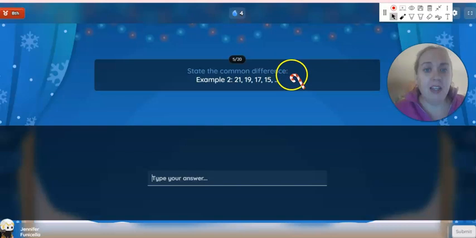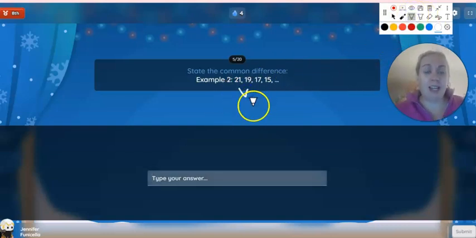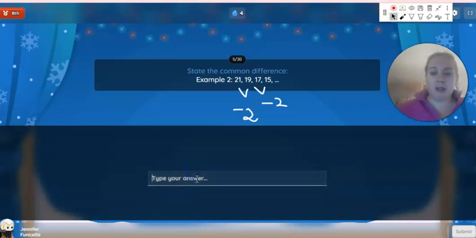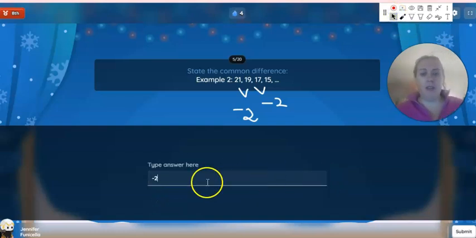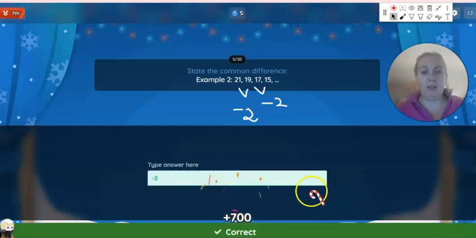Question 5, state the common difference. So we're going from 21 to 19. So we're getting smaller by 2. 19 minus 2 is 17. 17 minus 2 is 15. So our common difference here is a -2. You can plug that in and hit submit. Beautiful.